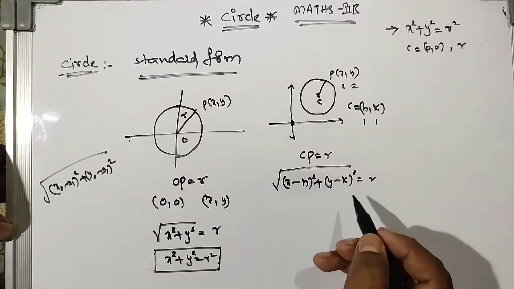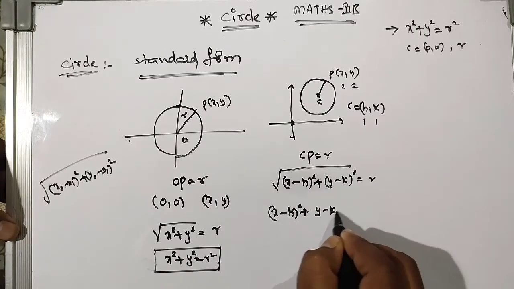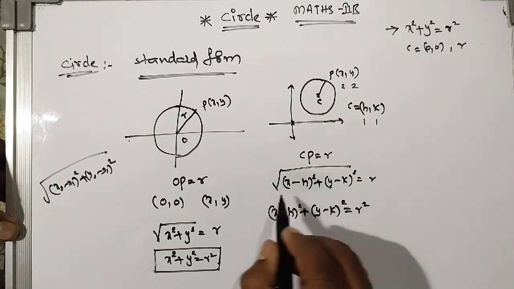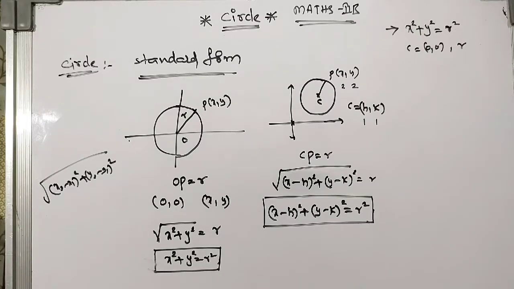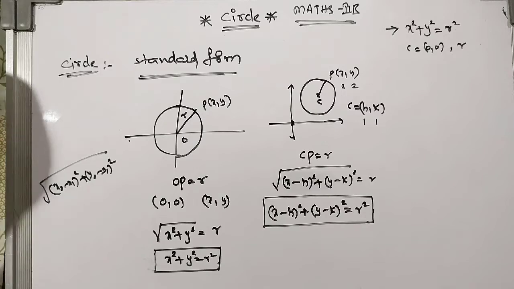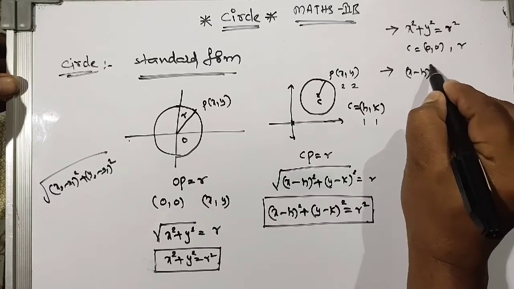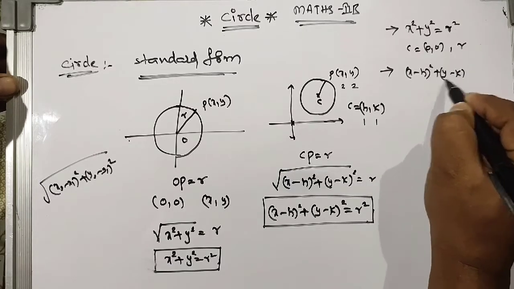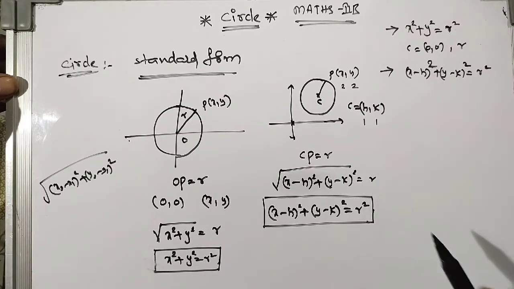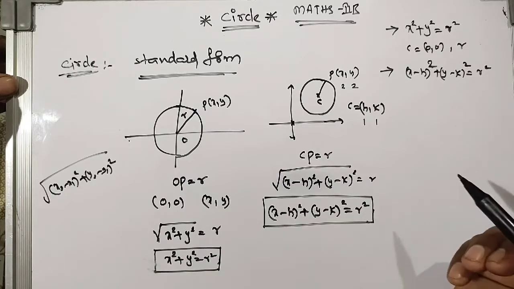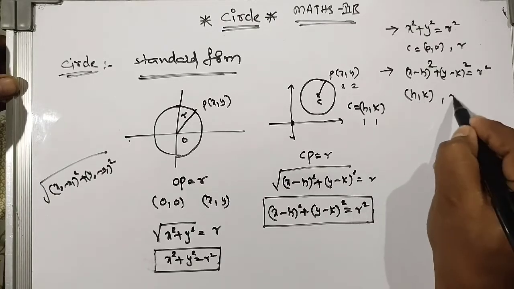Now apply the square on both sides. We get (x minus h) whole square plus (y minus k) whole square is equal to r square. So this is the second form of the circle, when (h, k) is the center and r is the radius. I'm writing here: (x minus h) whole square plus (y minus k) whole square is equal to r square. This is the equation of the circle where (h, k) is the center and r is the radius.